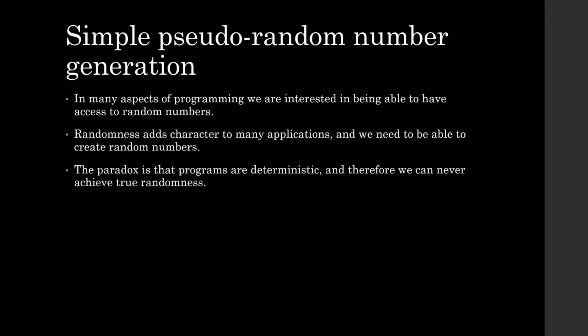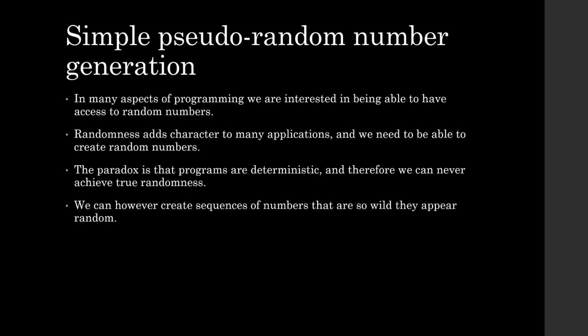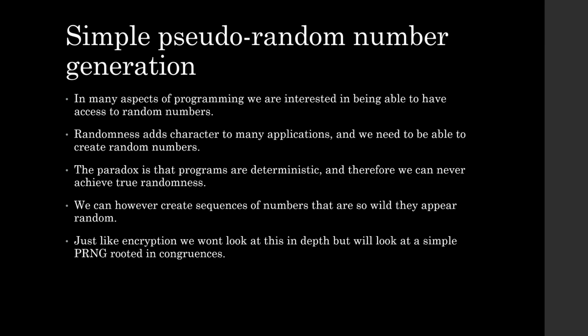And so we can never really achieve true randomness. What we can, however, do is create sequences of numbers that are so wild that they actually appear random. So what we want is to create some function that's so crazy that it's just going to make numbers that you just can't predict, unless of course you know the function. But why would someone just referring to random numbers try and figure out how the random numbers are generated anyways? It just has to seem random in the application afterwards.